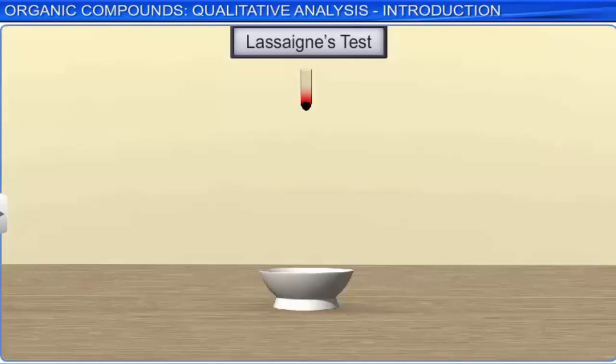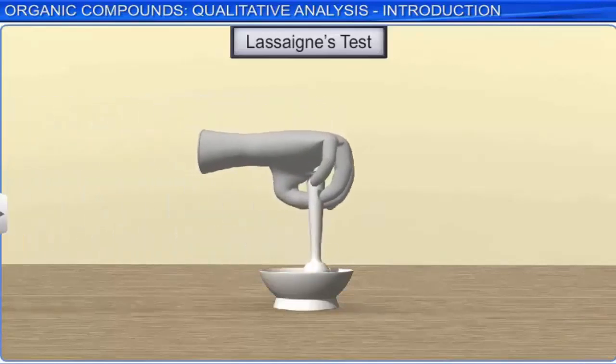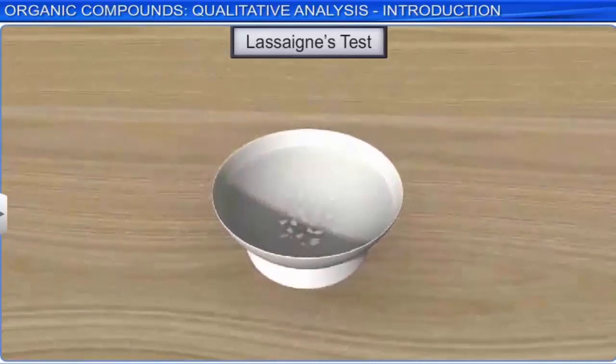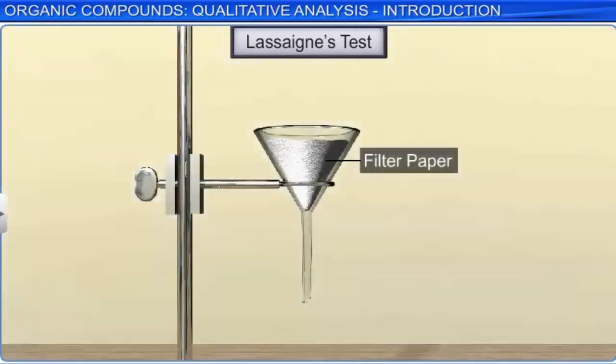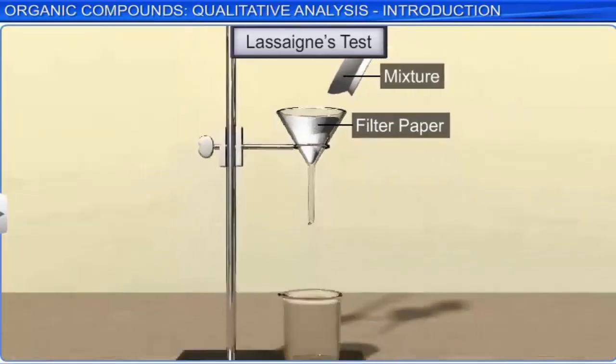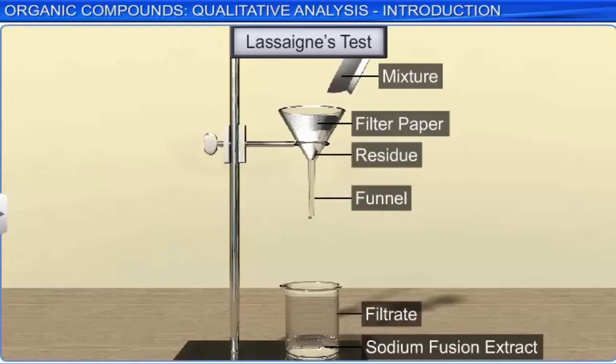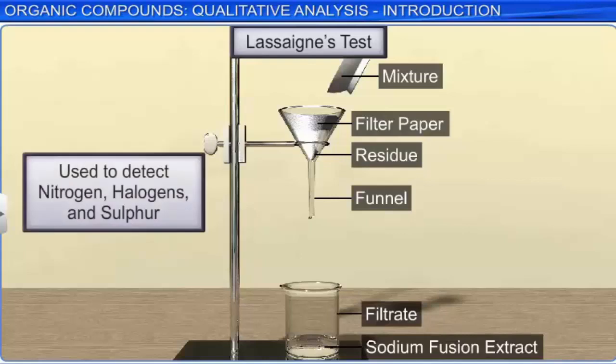The red hot tube is then introduced into a mortar containing a few ml of distilled water. The red hot tube is crushed and the mixture is thoroughly ground with a pestle. The contents are then filtered into a test tube. The filtrate obtained is called sodium fusion extract or Lassaigne's extract. This extract is used to detect the other elements such as nitrogen, halogens, and sulfur.